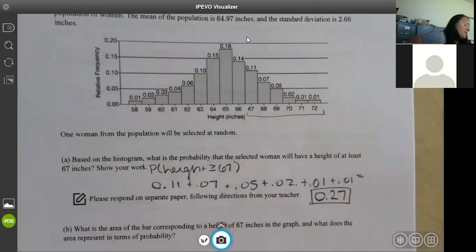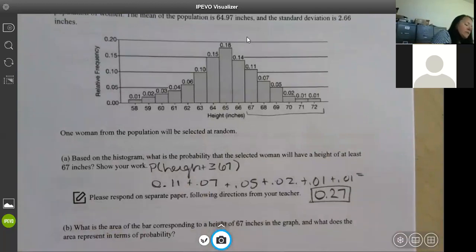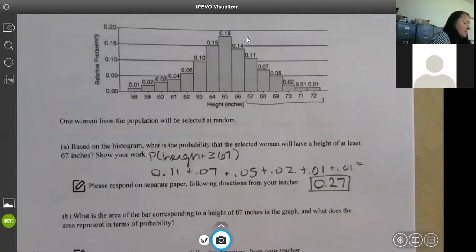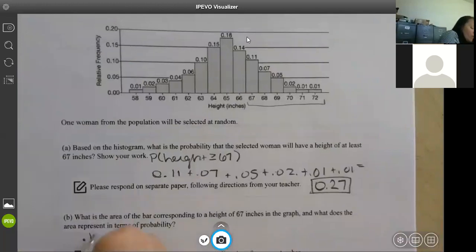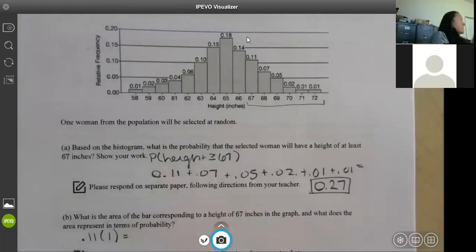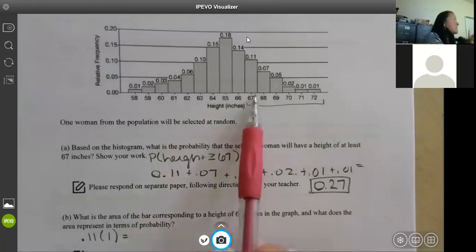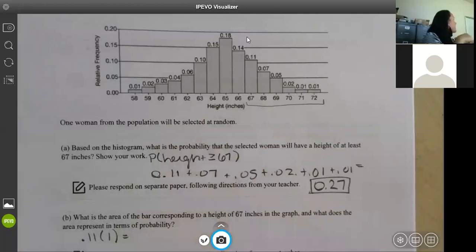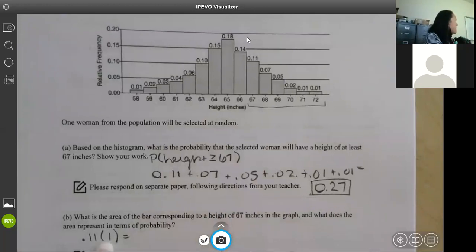All right. So what is the area of the bar corresponding to a height of 67 inches in the graph? And what does the area represent in terms of probability? So remember when you do this, the bar for 67 is 0.11, but it asked for area. So you need to make sure that you multiply it by the width as well. It's only 1 unit, so be careful about that. If they gave you like 67 to 68 or something like that, you would have to multiply it by 2. Y'all understand what I'm saying? So watch that area. It just wants to know the area.